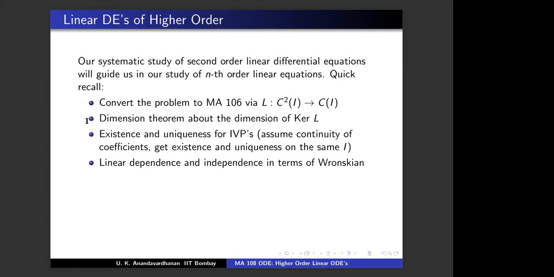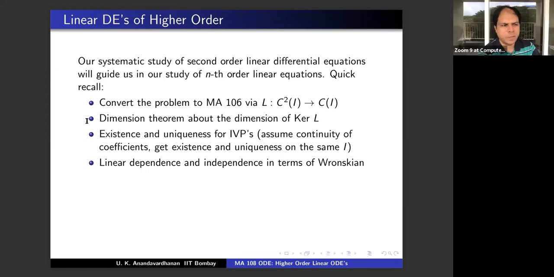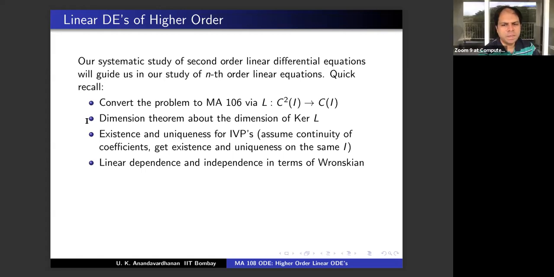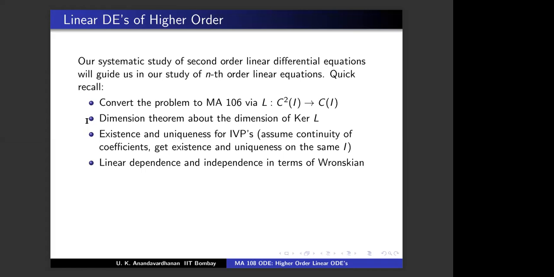What will be the first row? All the functions: F1, F2, etc., Fn. What will be the second row? First derivatives. And the last row will be? The nth row, the N minus one derivative. N minus one derivative.